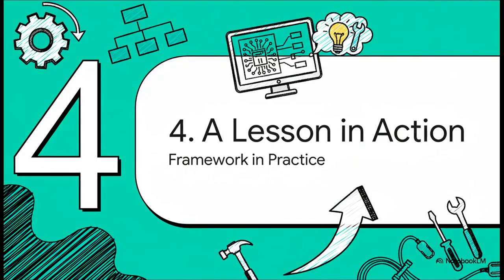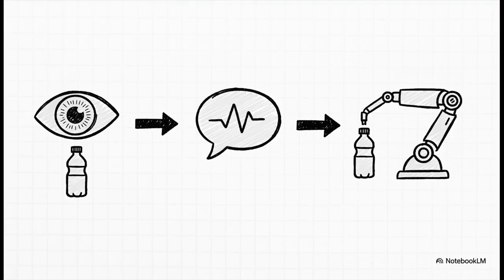All right? Theory is one thing, but let's see how this blueprint actually performs on the road. We're going to walk through a quick sample lesson to see how these 4 steps come together to create a learning experience that really sticks. Okay, so our example topic is Vision Language Action Systems. I know, it sounds super technical, but stick with me. It's basically the tech that lets a robot see something, understand a command about it, and then do something.